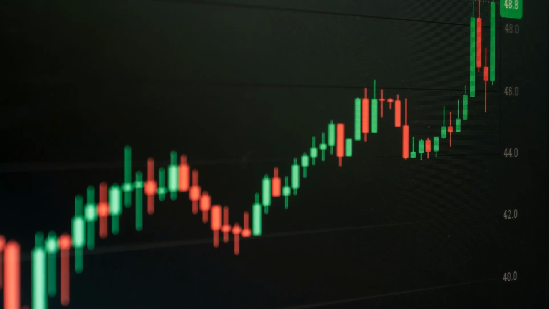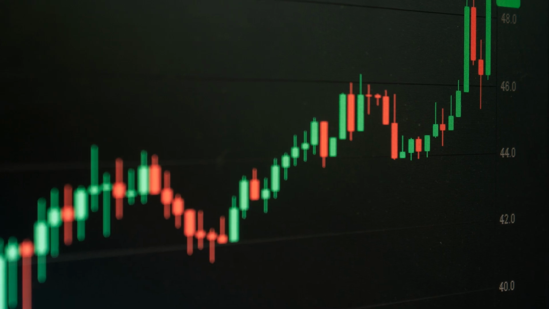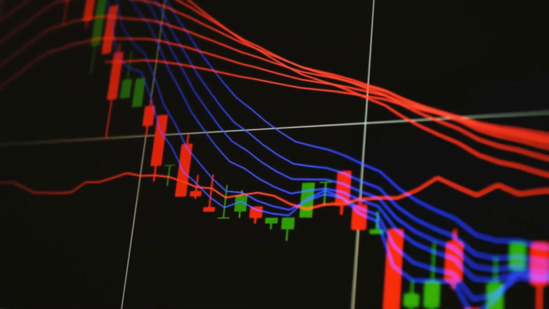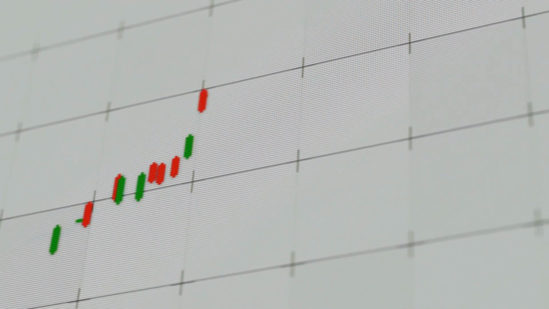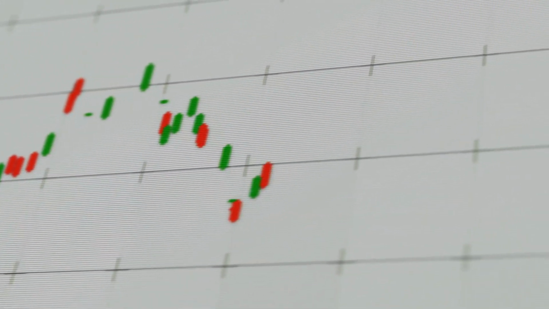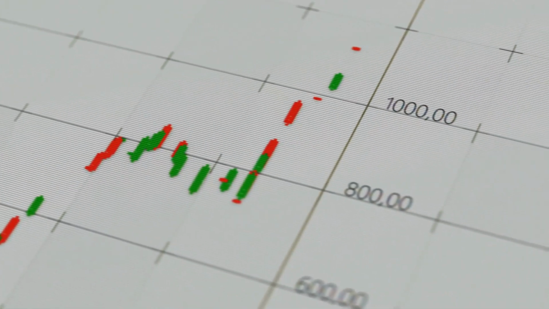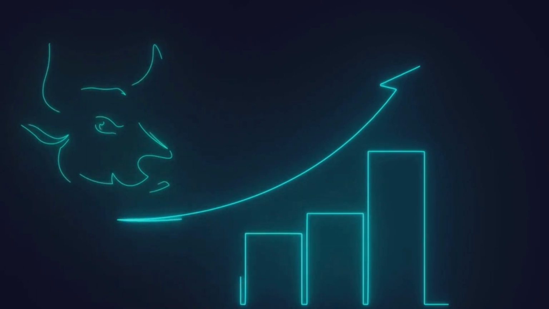One of my personal favorites, and a pattern I use frequently in my own trading, is the bullish engulfing pattern. Imagine a scenario where the price is clearly trending downwards, making lower highs and lower lows. Then, suddenly, a small red candle, representing continued selling pressure, is immediately followed by a large, powerful green candle that completely covers, or engulfs, the previous red candle. That's a clear sign of buyers stepping in with significant force, indicating a potential shift in momentum.